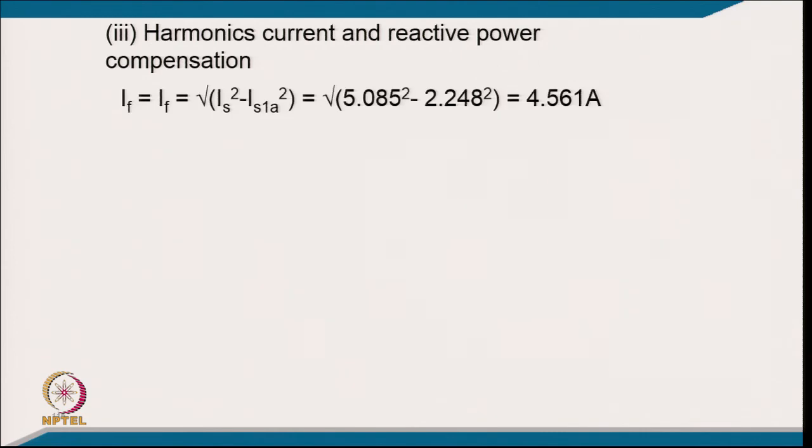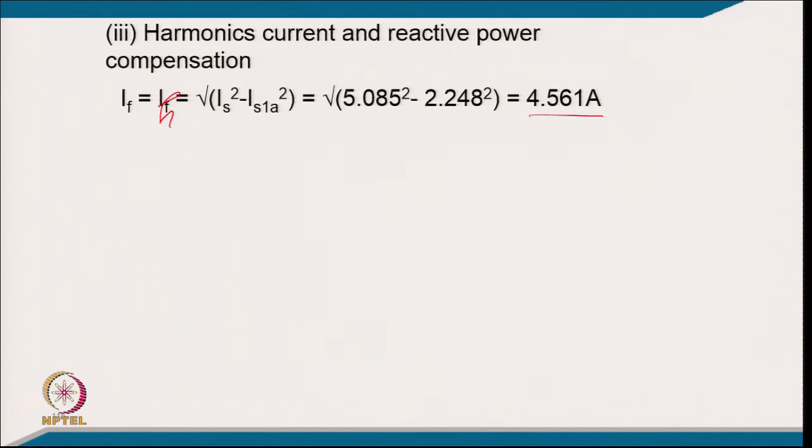Now, coming to harmonic current and reactive power compensation. Here, what will be flowing in the supply is only the active component of current. So, the remaining has to be provided by the shunt active filter. So, IF will be equal to IH, that is under root IS squared minus IS1A squared. Putting the values in, it comes to 4.561 ampere.